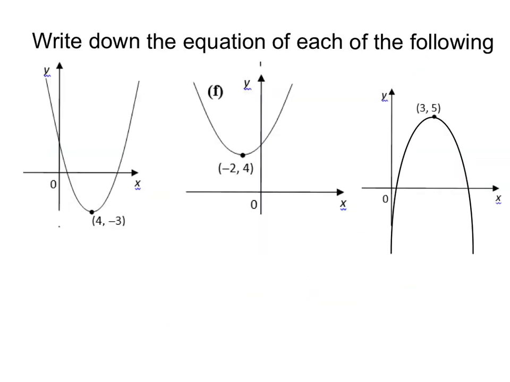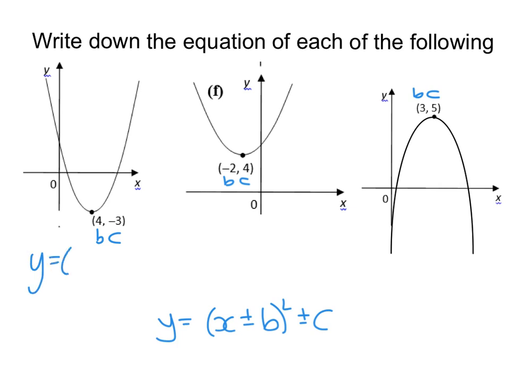Right, lastly, we have the scenario where we have a picture and now we have to write the equation. So remember, the general equation is y equals x plus or minus b all squared plus or minus c. So your turning point is your BC. I'm just going to keep writing that next to all of them. So this first one is y equals x. Remember, it's +4, so we put -4 all squared, and then -3 means down 3. That's the first one done.